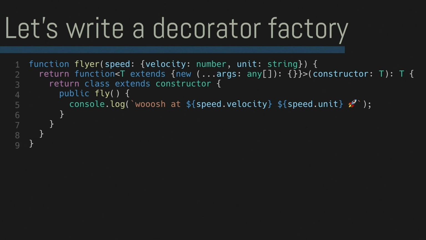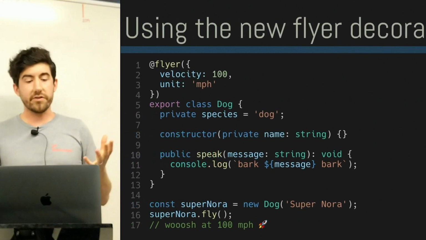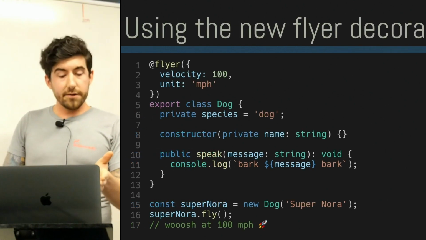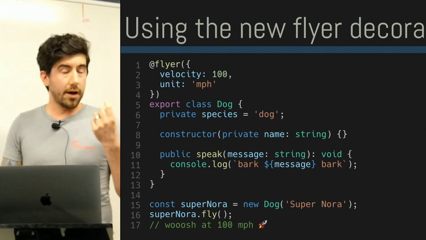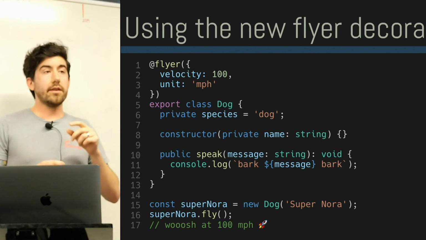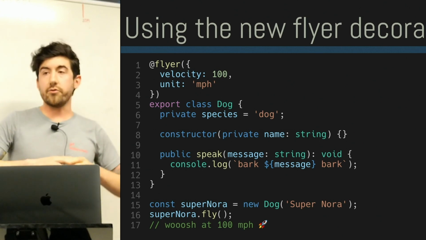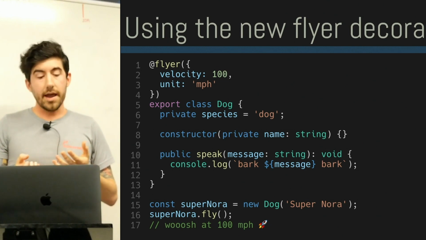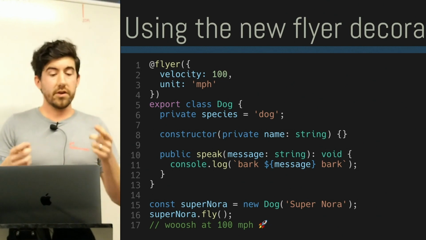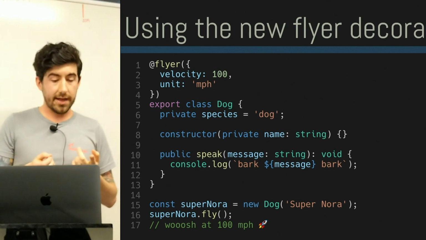So now we can pass in that object just like we did in the component decorator. Now this starts to look more like that first example that we always see whenever we create a component with ng generate or something. We call the flyer, and we pass in this object of velocity and unit. What's going to happen is the decorator factory will evaluate, use that object to create this method, and then the decorator will be called to change and add this fly method to the class.